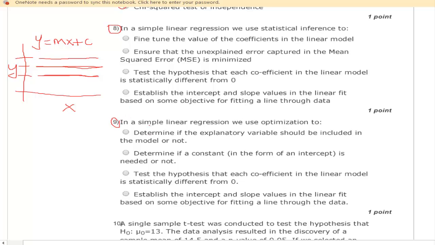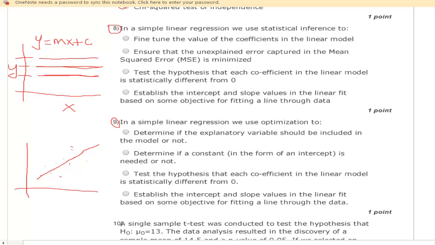In a simple linear regression, we use optimization to determine... now you can actually read the options. I won't read all the 4 options, but let me talk a little bit about why, in a simple linear regression, we use optimization. The whole idea is you have a bunch of data points, and in a simple linear regression you're trying to fit a line to go through these data points. The core idea is that you can use optimization to figure out how this line should go through the data points, as long as you can create some objective.